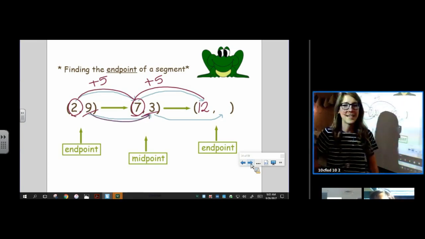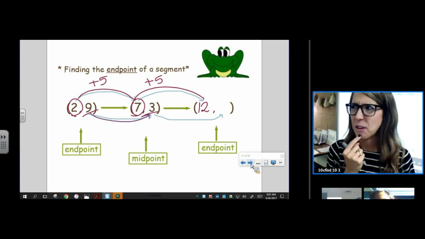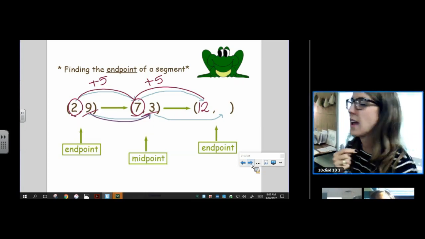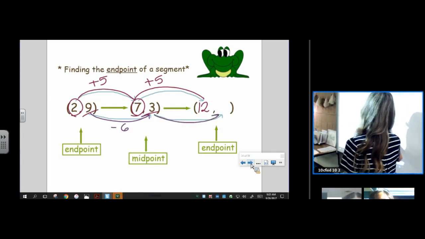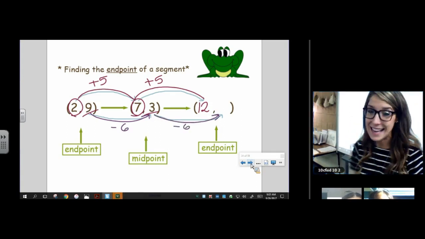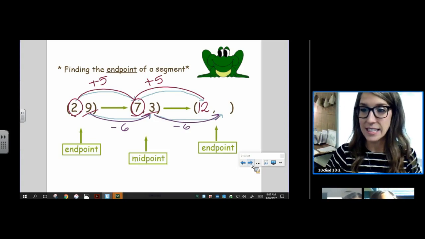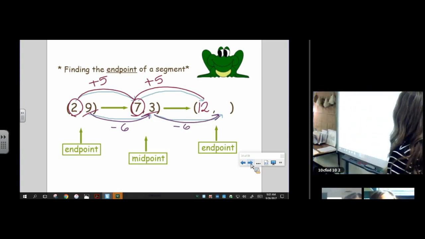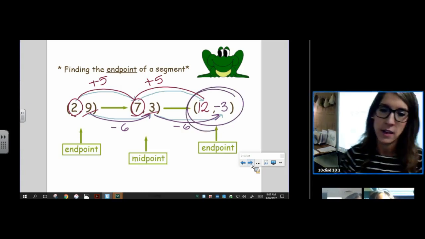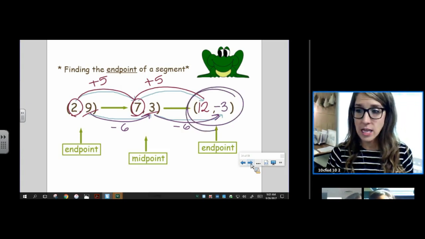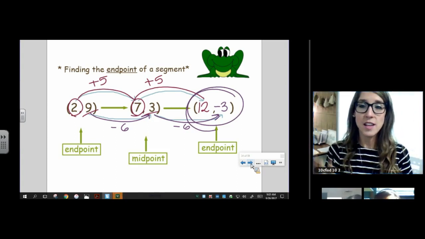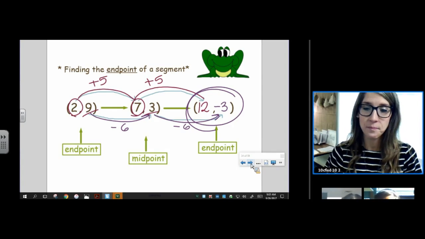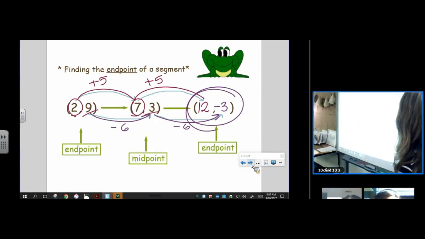Okay, now I do my Y's. I leap from 9 to 3. Ooh, I went backwards. That's negative. Okay, from 9 to 3. I went backwards 6, so I'm going to leap backwards 6 again. 3 minus 6, and we have our endpoint. So to find midpoint, you use a formula. To find endpoint, you can use leapfrog. It'll work every time. Let's try one more and then we're done.